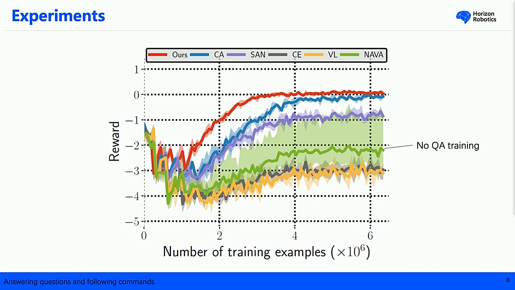And here is our experiment result. Here is the average reward curve during the training. The red one is our method, and we compared with many other existing model structures which are mostly adapted from the visual question answering literature. We can see that our model is better than all the other existing model structures. One thing I want to note is that the question answering task is actually very useful for helping the agent to learn the navigation. Without training the question answering, the performance drops a lot.